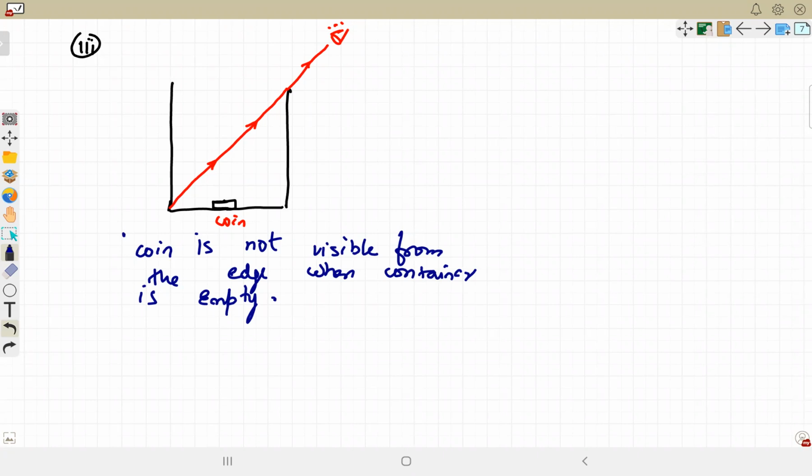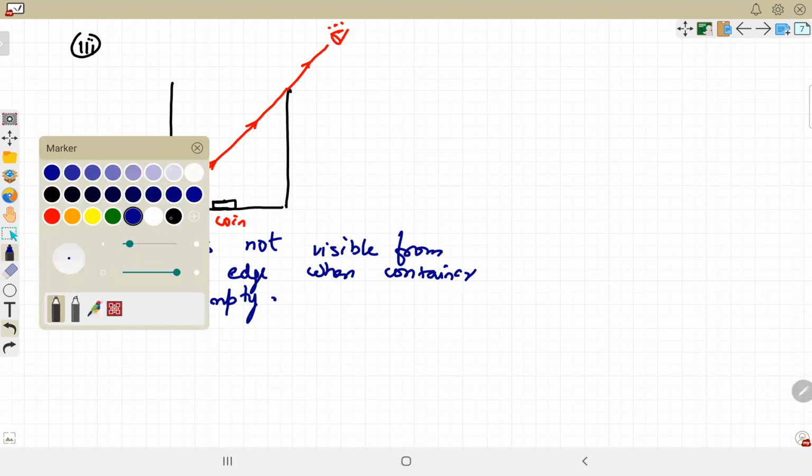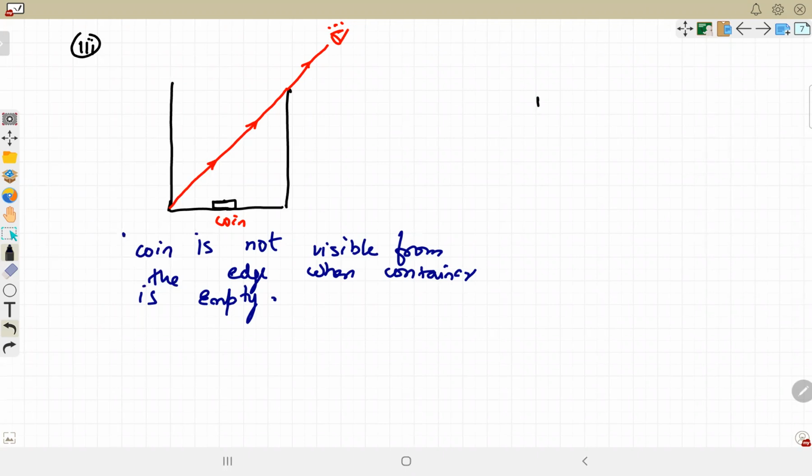If we pour the water, then what will happen? Suppose we pour water or any other liquid, then because of that, the light will bend towards the normal and we will be able to see the coin. Light will actually go away from the normal, because light always comes from the object.